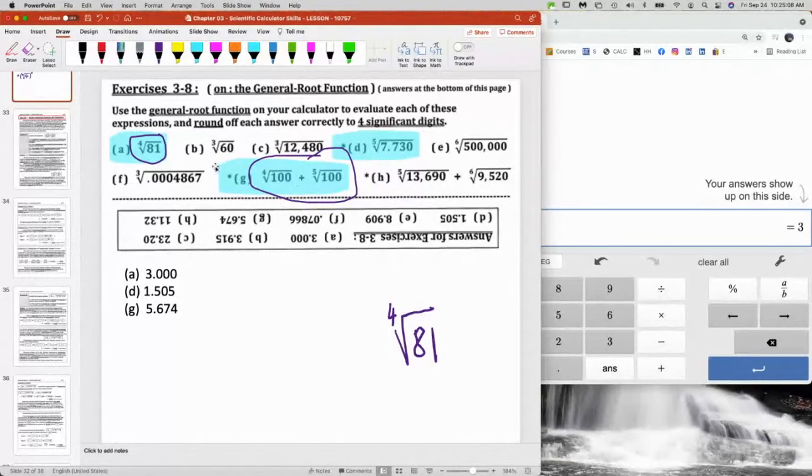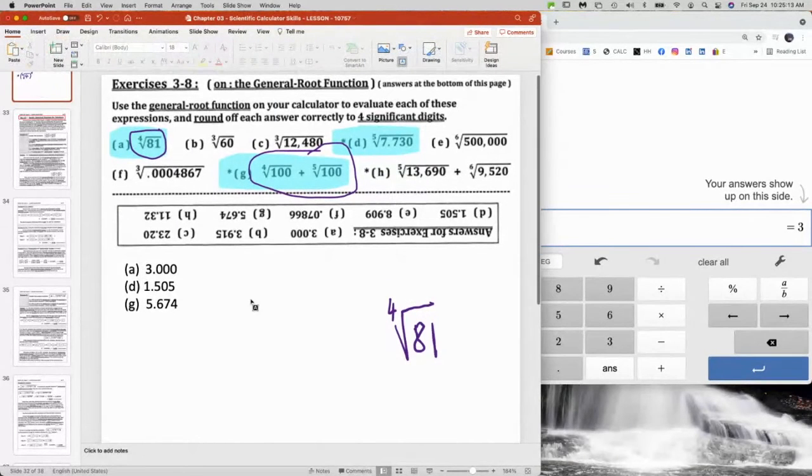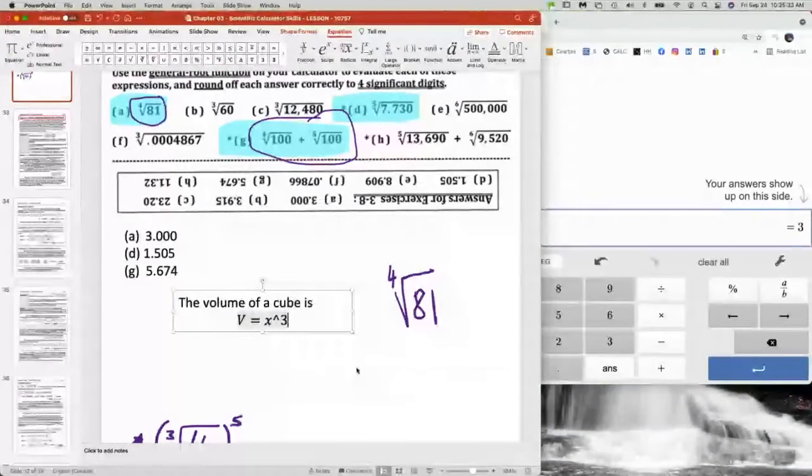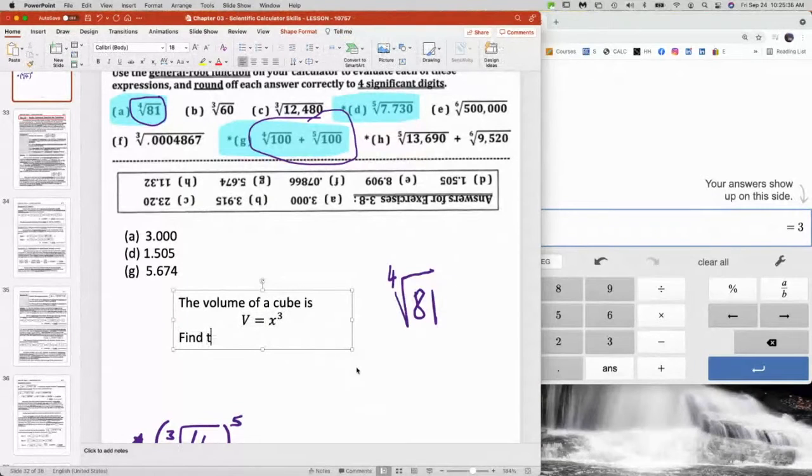Anyway, where would you see this type of calculation? Let me give you a quick example. This question is not really for a test, at least for the first test, okay? Let's say that we have the following. The volume of a cube is V equals x cubed. Find the length x if V equals, I'll be gentle.